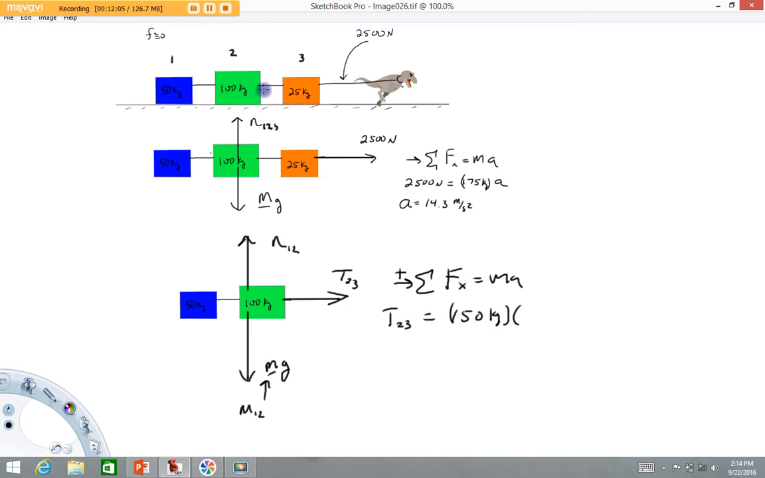Now, the good news is, as long as this rope doesn't break, all three masses will have the same acceleration, 14.3 meters per second squared. I'm going to go ahead and get a value. I get about 2145 newtons, approximately 2145 newtons.